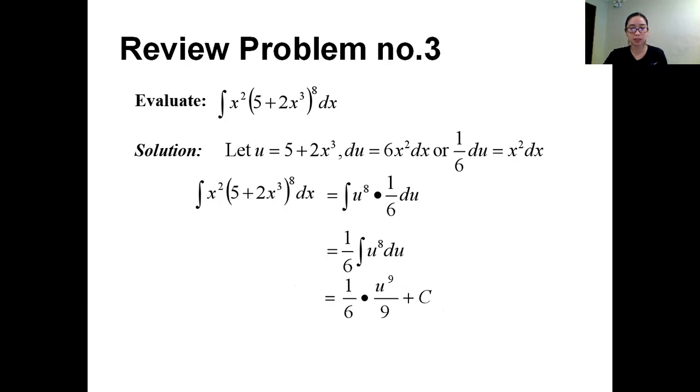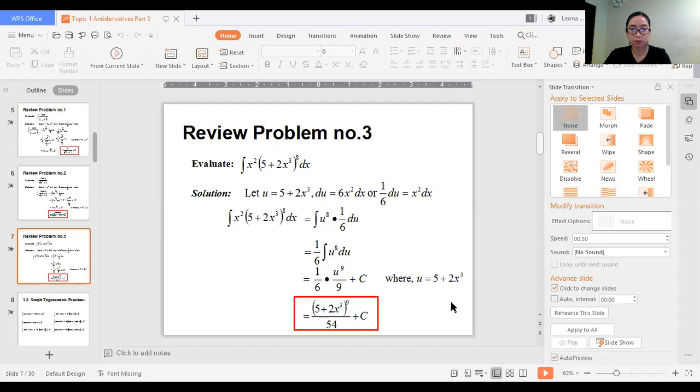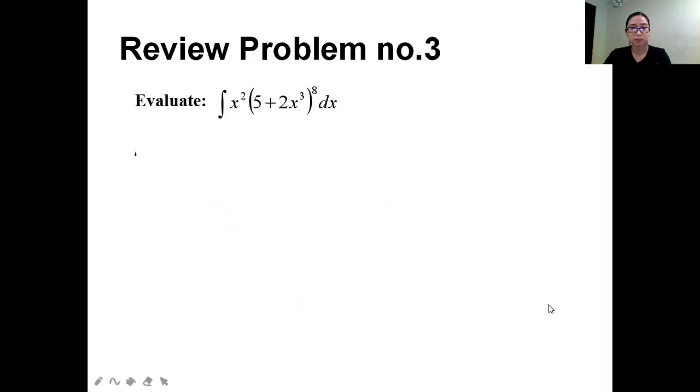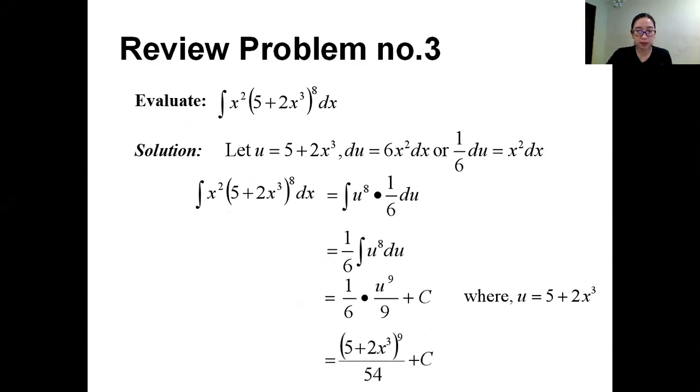So, we simplify and substitute the value of u, where u is 5 plus 2x cubed. So our final answer is 6 times 9, 54. Then our value of u which is 5 plus 2x cubed to the power of 9 plus c. So that is our final answer.